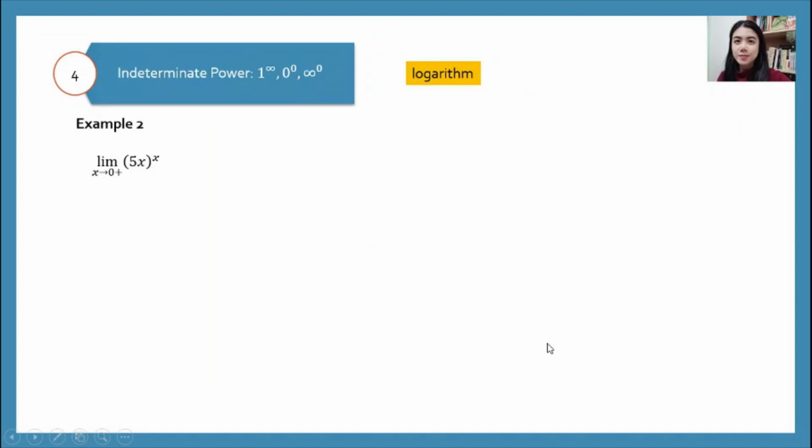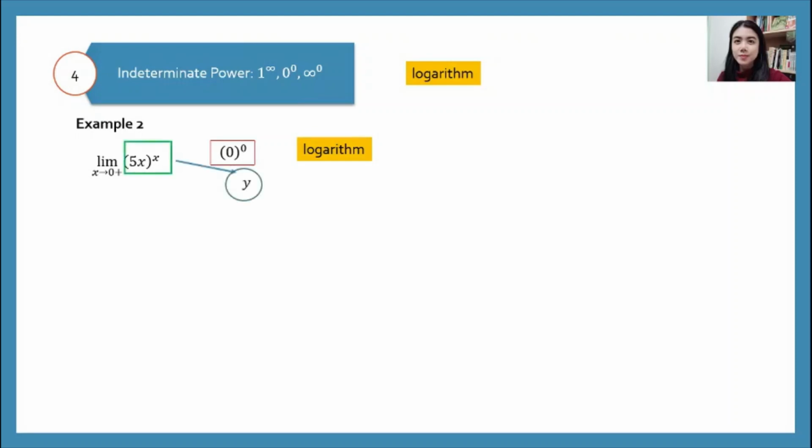Now let's just look at example 2. So in example 2, we have the limit x approaches 0 from the right, and we have 5x power of x. So when you substitute the 0 inside here, you have a form of 0 power of 0. So that is the form of indeterminate power. So when you have the form of indeterminate power, you have to apply the technique of logarithm.